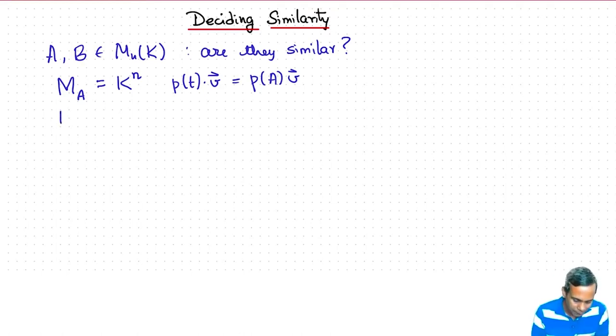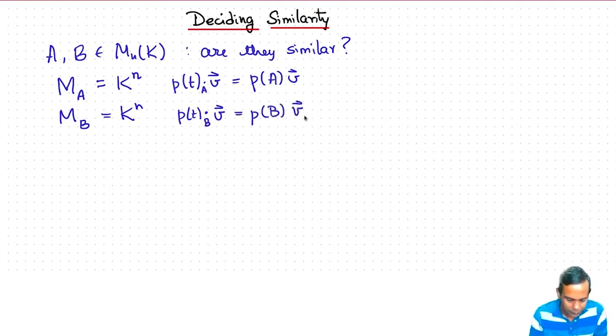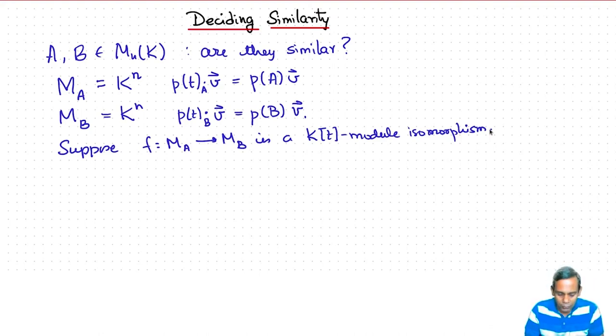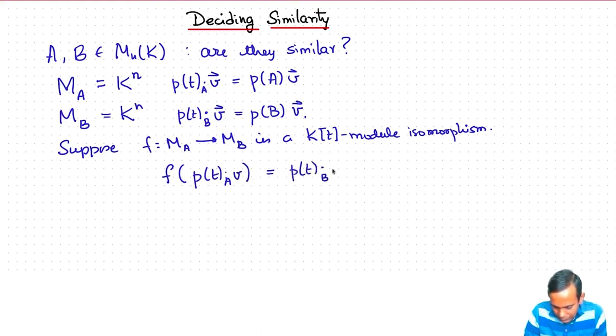And similarly, we have M_B, which is K^n, but now with p(T)·_B v. So maybe here I'll write a dot A, here I'll write a dot B. That means the module structure in M_B is p(B)v. Now suppose that F from M_A to M_B is a K[T] module isomorphism. What that means is that F is a homomorphism from K^n to K^n. It's an abelian group isomorphism, and it also has the property that F of p(T)·_A v is equal to p(T)·_B F(v).